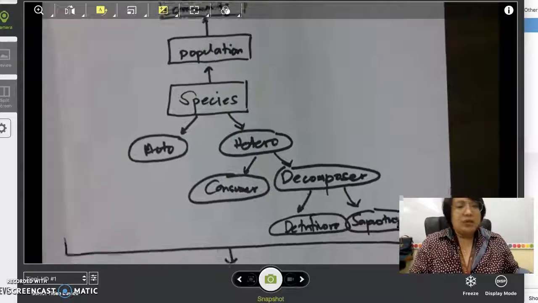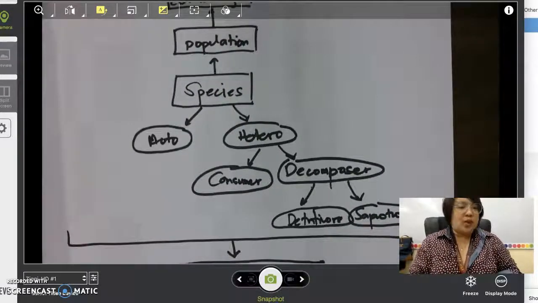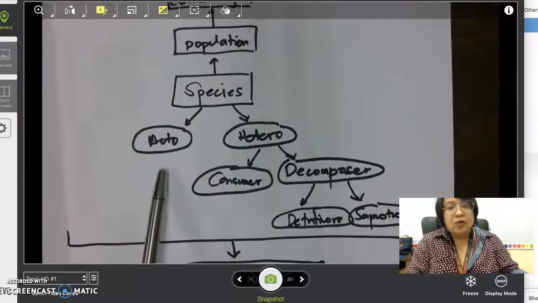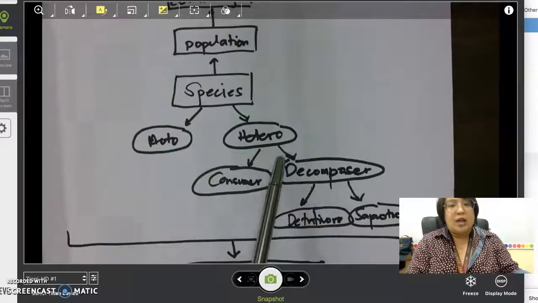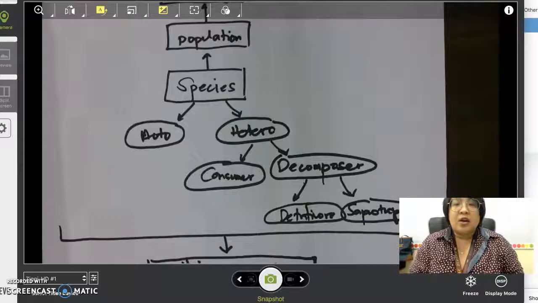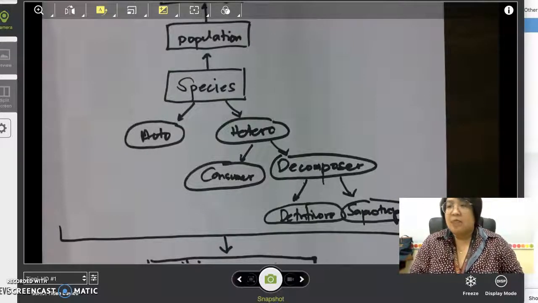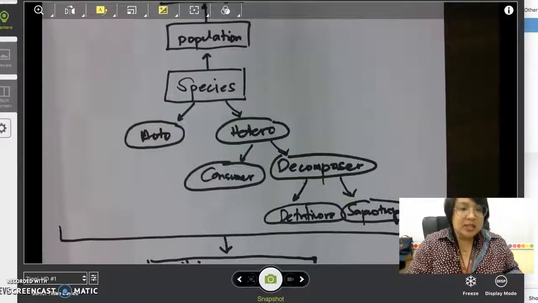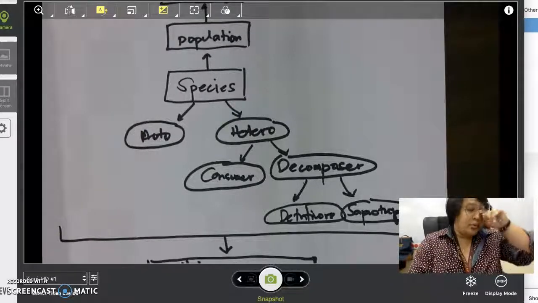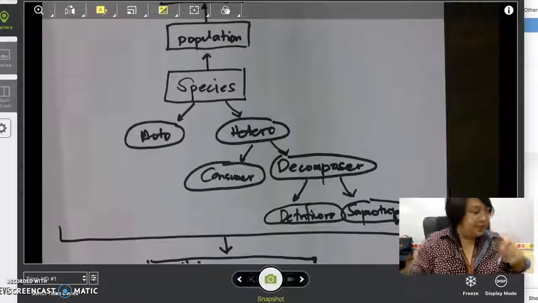And there's also what you call mixotroph. I'm not going to write it here in the concept map. But mixotrophs are species that can be either autotroph or heterotroph. An example will be a unicellular eukaryote, your euglena. It can both photosynthesize and it can also get its nutrients from other sources.